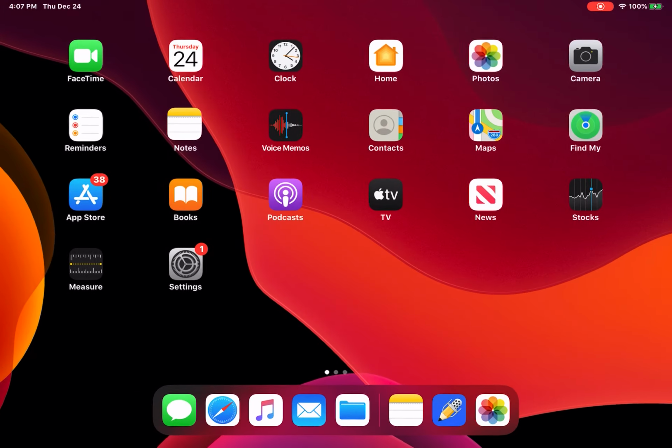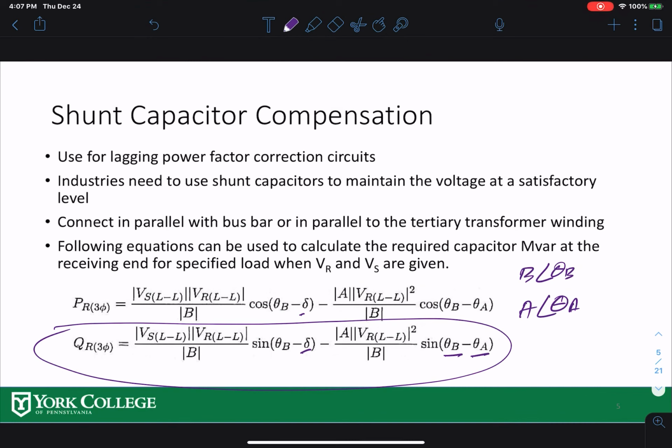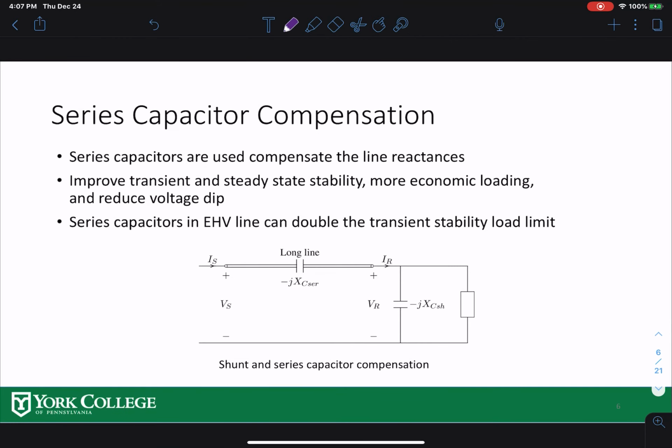So that's how you do it. You use this equation to find how much reactive power you need to maintain the voltage at a certain level at the receiving end. Then you find the capacitor and put it there.